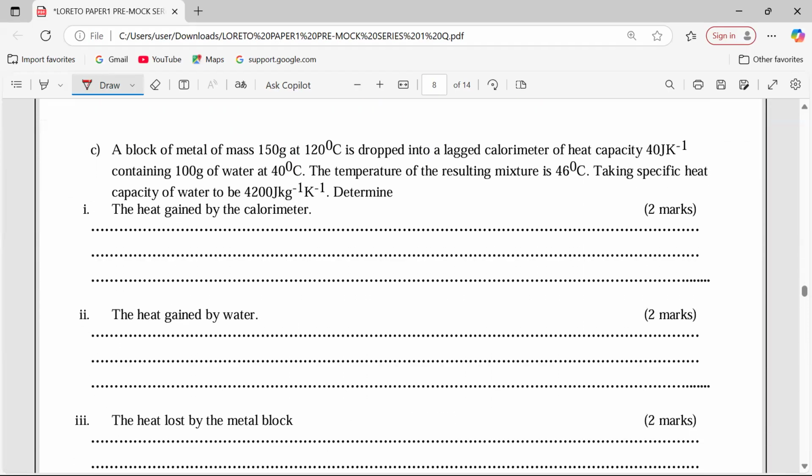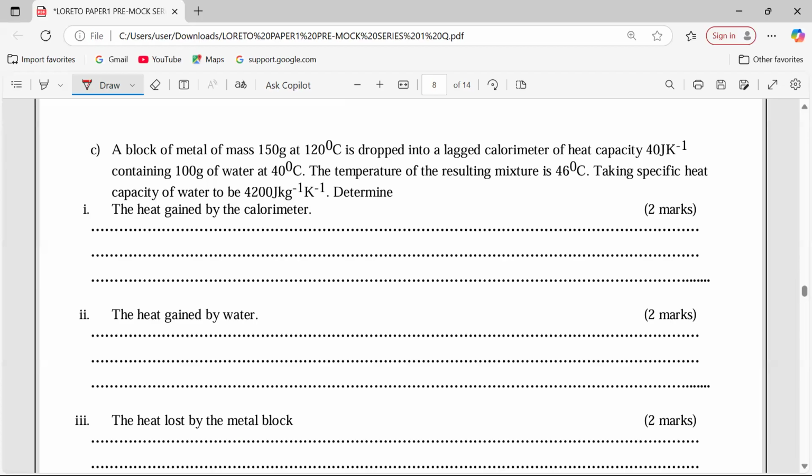At part C now. A block of metal of mass 150 at 120 degrees Celsius is dropped into a lagged calorimeter of heat capacity 40 joules per Kelvin, containing 100 grams of water at 40 degrees Celsius. So calorimeter and water are at 40 degrees Celsius, while a metal block is very hot at 120. Now it's being dropped. The temperature of the resulting mixture is 46, taking specific heat capacity of water to be 4200 joules per kilogram per Kelvin.